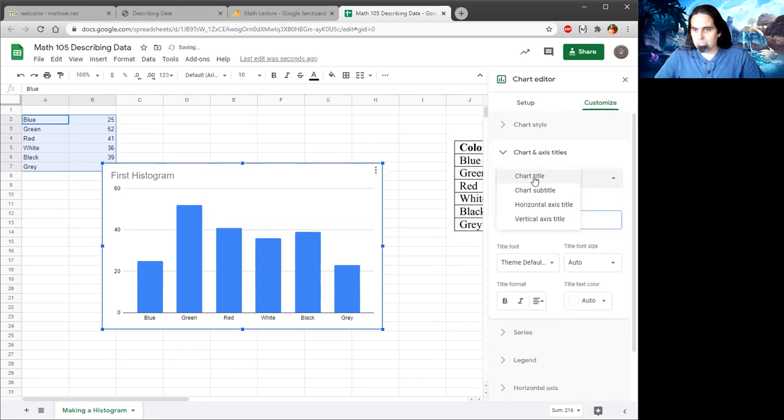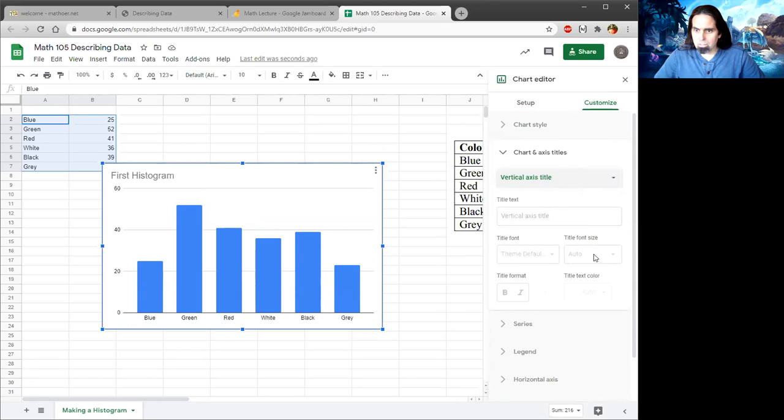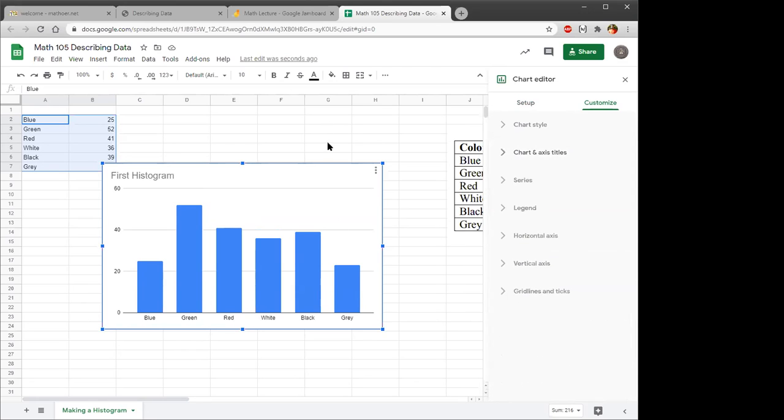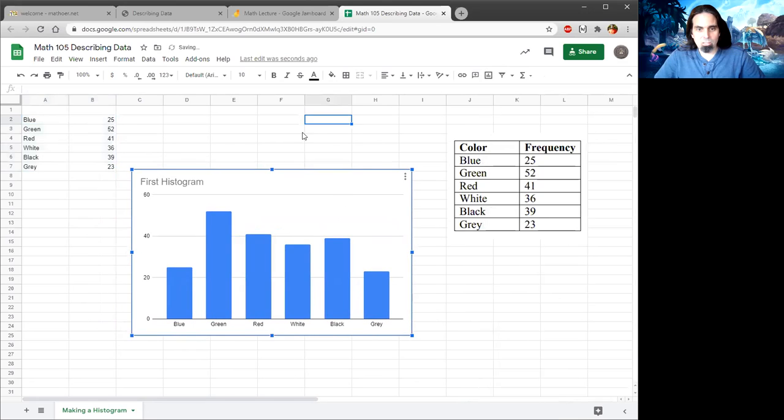First histogram. The vertical axis. Yeah, that's good enough. Something like that. So ta-da, I've made it. It took only a moment.